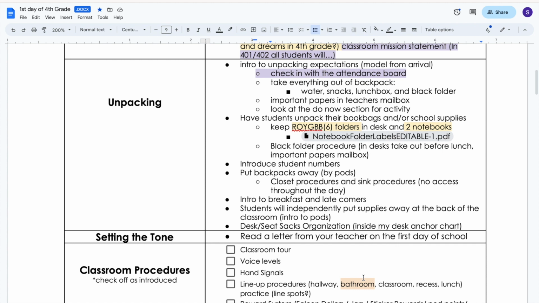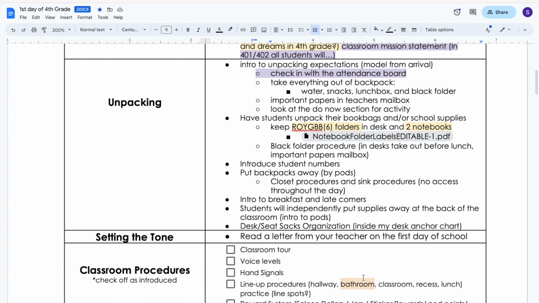They'll get a chance to do that after the morning arrival model. Take out water, snacks, lunchbox, and black folders, and then I would have that in my backpack and model me doing it, what I look like and sound like and what it feels like. Take out the important papers and put them in my teacher's mailbox, so actually physically showing them. Then I'm going to be very dramatic and look at the Do Now to see what it's asking me. And then I'm going to have them try it out.